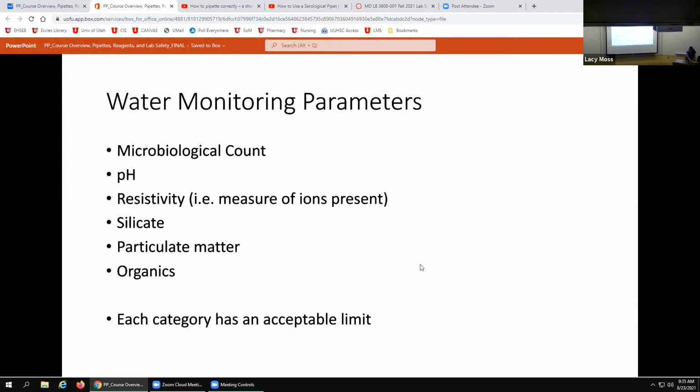And then there's different ways to monitor your water. So microbiological count, which is helpful if you're doing microbiology things, because you want to make sure it's not already contaminated with something before you plate or make agar. pH, resistivity, silicate, particle matter, organics. Each category has its own limits. These exist in the world. Now you know. If you ever need to know more about it, you will be taught by that person.